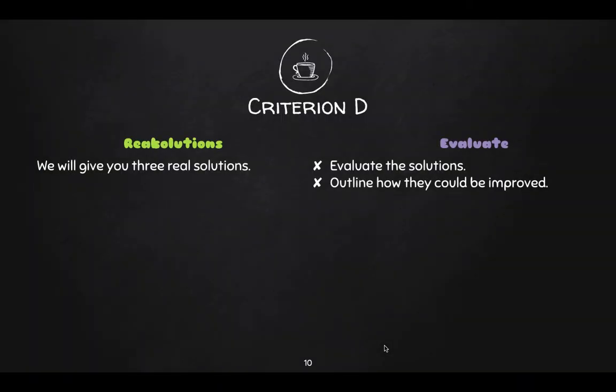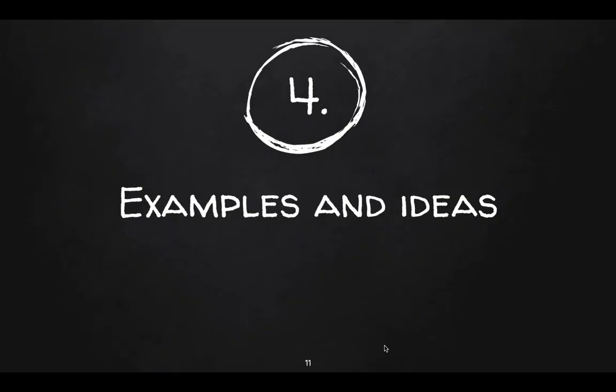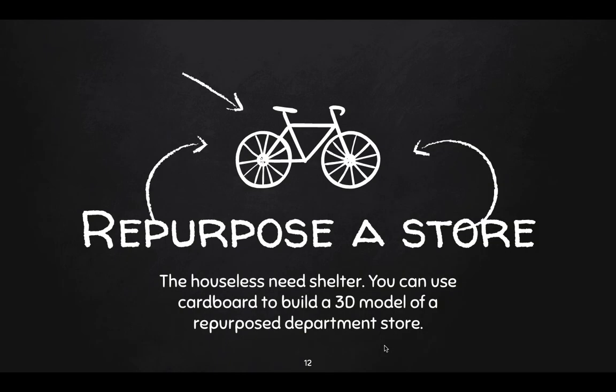For Criterion D, we're going to give you 3 real solutions to the houseless problem that exist right now. You're going to evaluate those solutions and then write simple paragraphs about how you would improve the solutions that already exist. A few examples. You can use any of these, by the way. They're just problems that I identified and ideas that I had for how you could solve them.